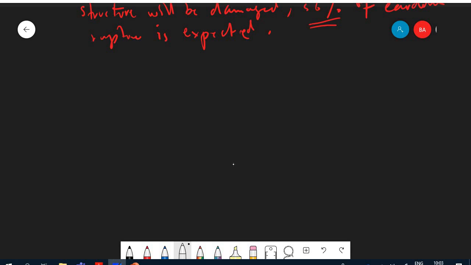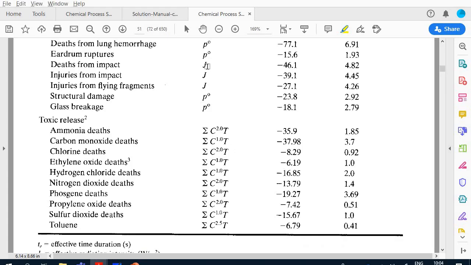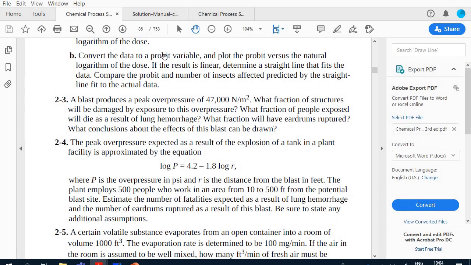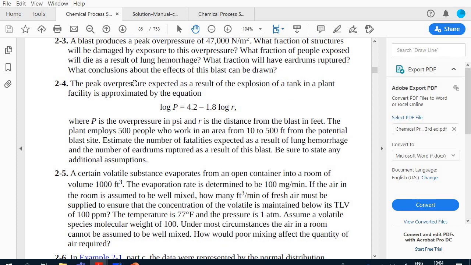Okay, so let's now go to 2.4. 2.4 is a bit long one. It's not difficult actually, but it has many different ideas in it. So in 2.4, the peak overpressure expected as a result of the explosion of a tank in a plant facility is approximated by the equation log P is equal to 42 minus 1.8 log R.